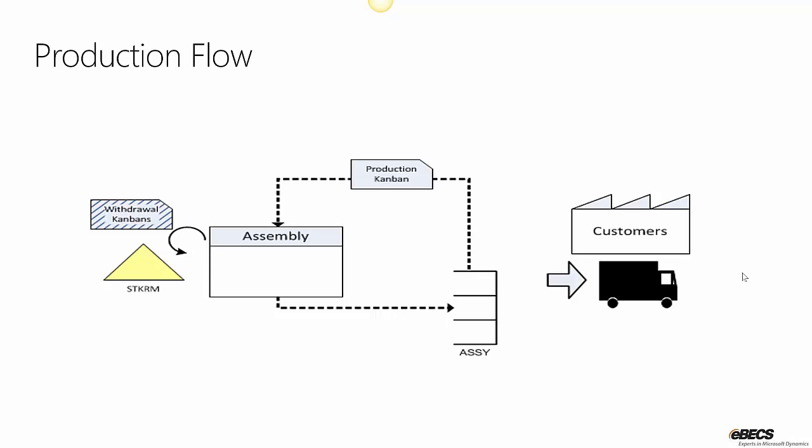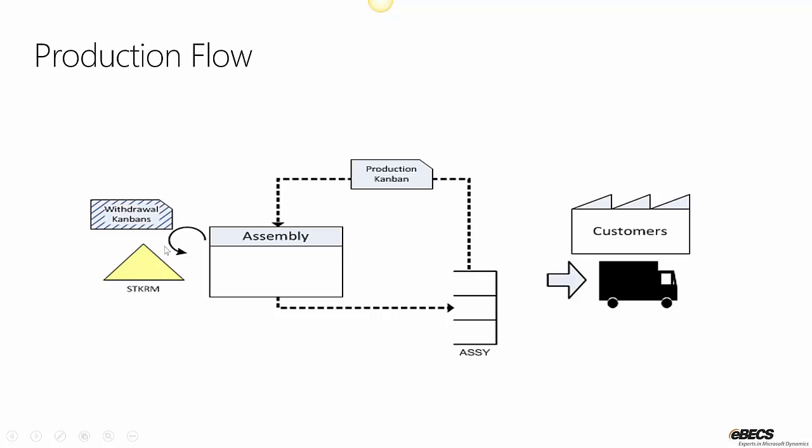So a production flow. A production flow is basically all of the steps that it takes for a product to go from raw materials to be manufactured to be sold. And this is a very simple production flow I have up here. I have, for example, a stockroom. So I would take raw material and I would pull it to my assembly cell using a withdrawal Kanban. I would make it through assembly. I would put it into a warehouse and then I would ship it to a customer. So this is actually modeled in AX, and this is the scenario we're going to be looking at today.